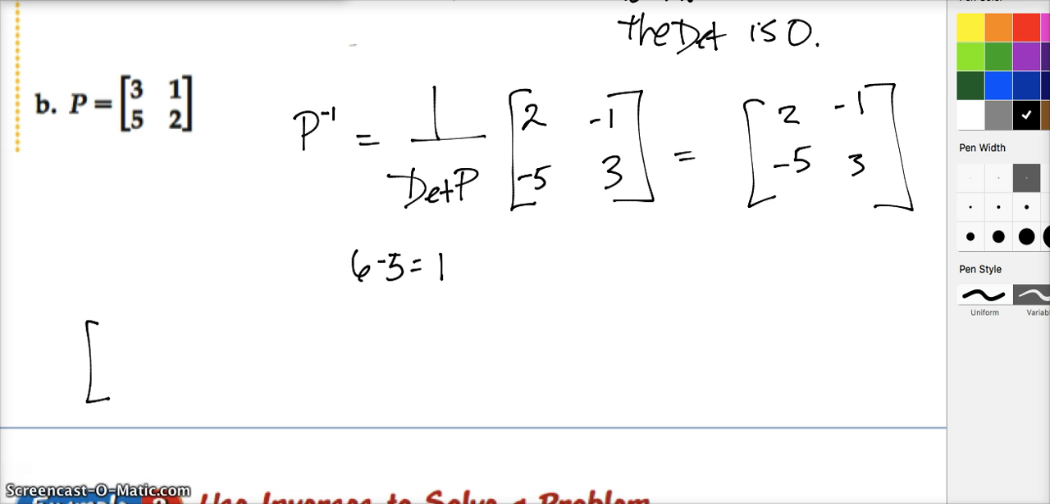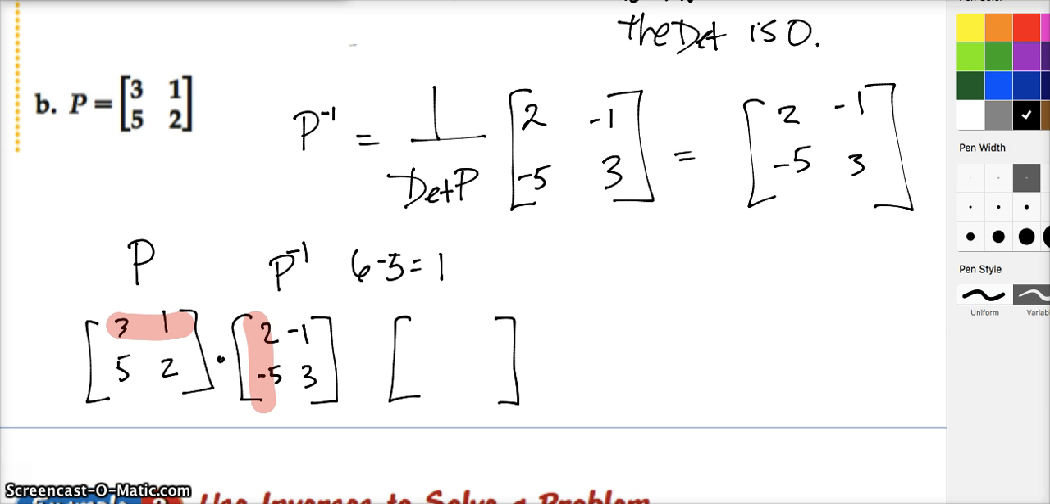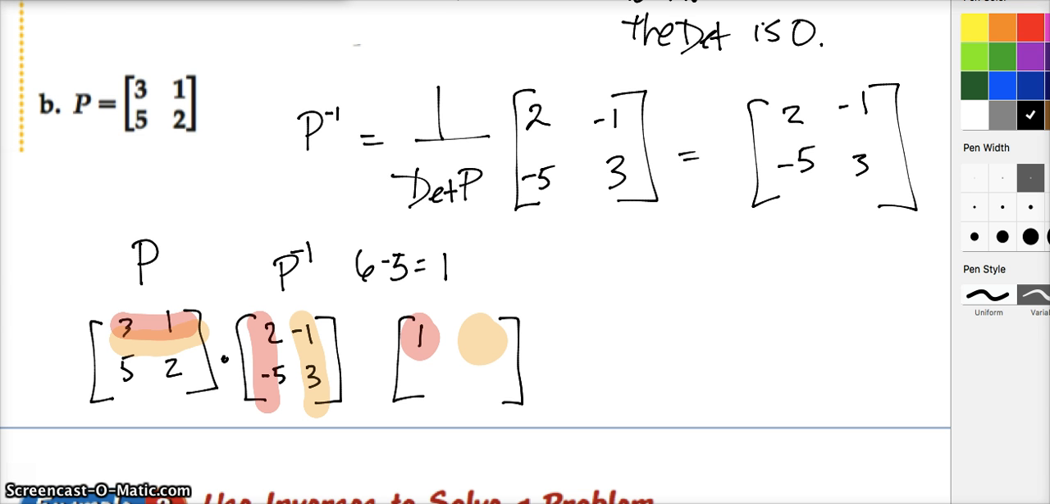You don't have to do this, but I just want to check it out to feel good because it was just too easy and too fun for me. So let me do this real quick. So 3 times 2 is 6. 1 times negative 5 is negative 5. I add those together and I get 1. 3 times negative 1 is negative 3. 1 times 3 is 3. Add those together and I get 0.